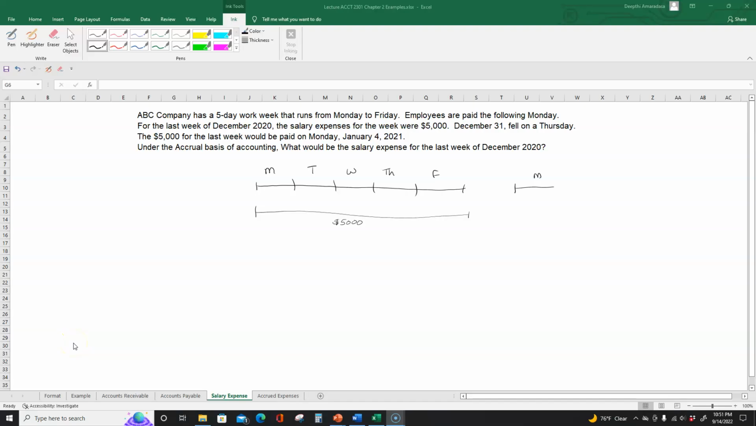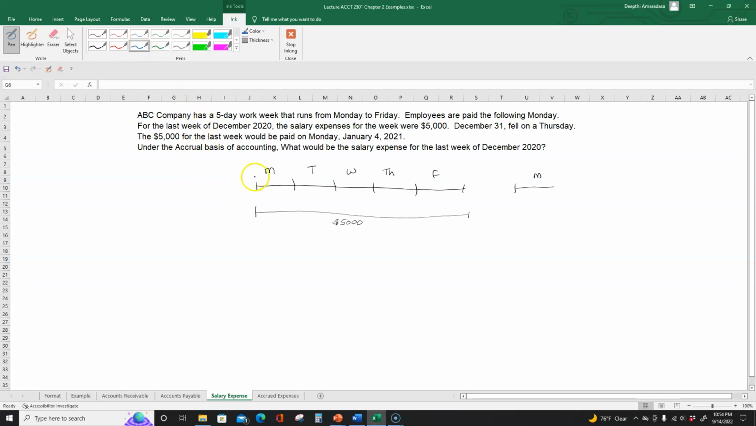We've looked at this example in an earlier video, but pause the video and read the question. It says, ABC company has a 5-day work week that runs from Monday to Friday. Employees are paid the following Monday. For the last week of December 2020, the salary expenses for the week were $5,000. December 31st fell on a Thursday. The $5,000 for the last week would be paid on Monday, January 4th, 2021. It says under the accrual basis of accounting, what would be the salary expense for the last week of December 2020?